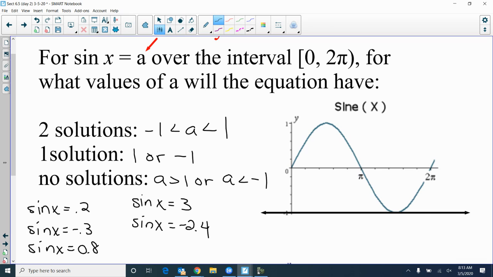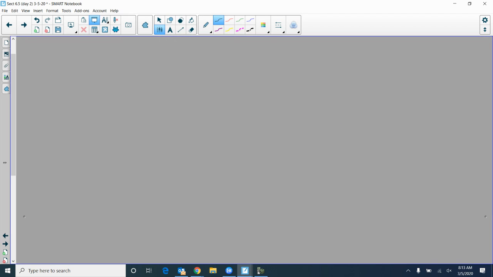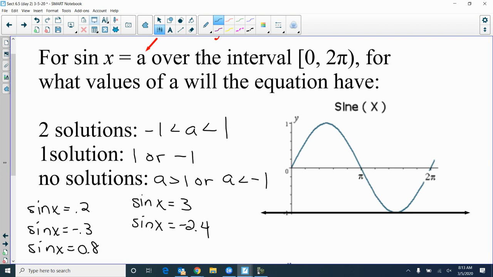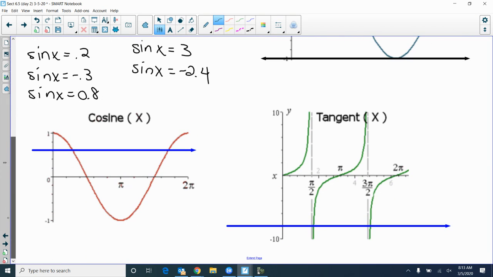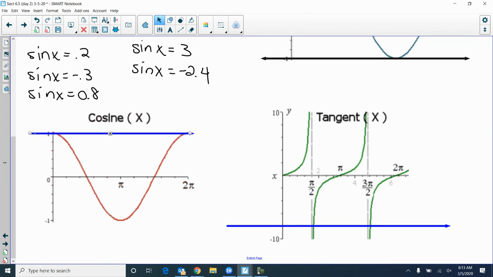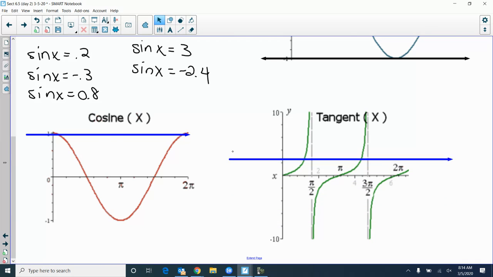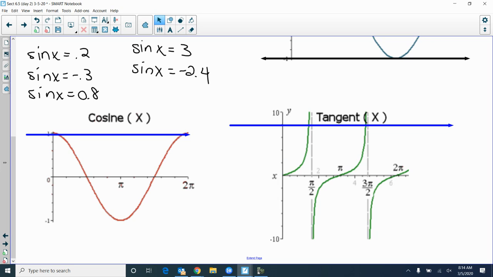And that's going to be the same for cosine. And just pay attention here. For cosine, same deal. Once you get anything between 1 and -1 will be 2 solutions, but once you get to 1 or -1, you have 1, and anything above or below that'll be no solutions. But what about tangent? Tangent will have 2 solutions regardless because of how it's set from 0 to 2 pi.